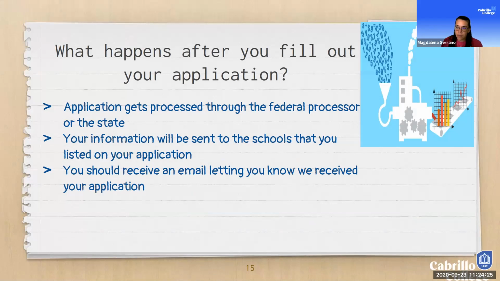So after you submit your application, the application goes through the federal processor, and then they will send out your application information to whatever school you submitted your application to. So for Cabrillo, once we receive it, you will get an email called an acknowledgement email. It lets you know that we received your application, and it lets you know if there's any next steps that you have to do in order for your file to be completed.